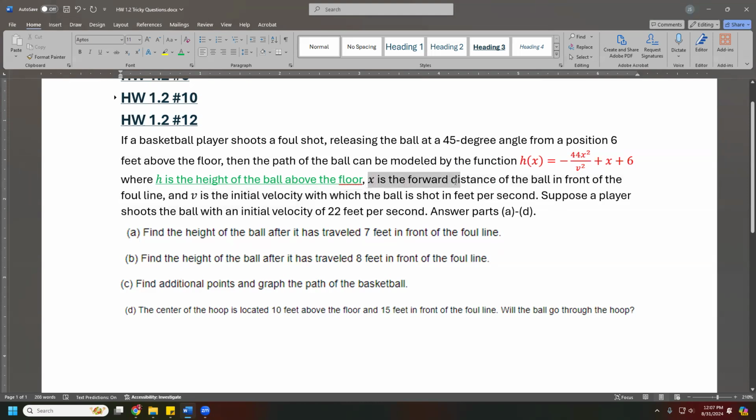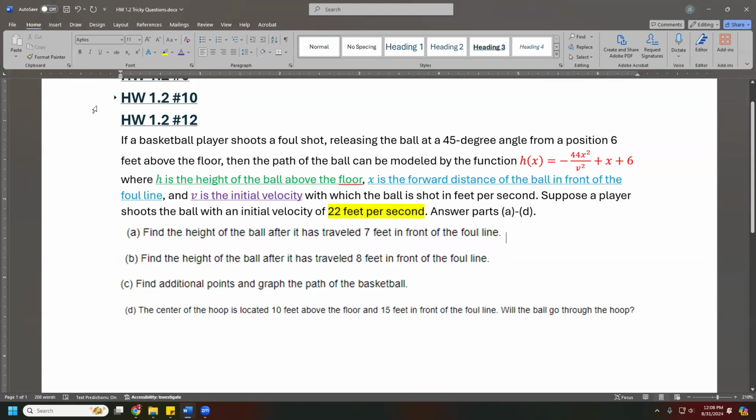So for example, x is the forward distance in front of the foul line. All right, let's underline that. That's also important. There we go. And v is the initial velocity over here. And we are given an initial velocity as well.